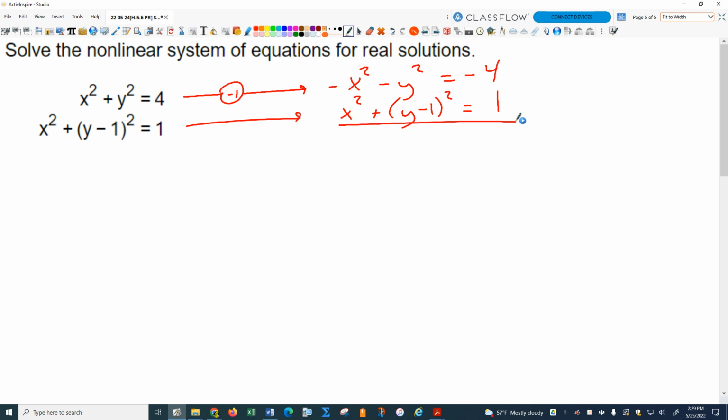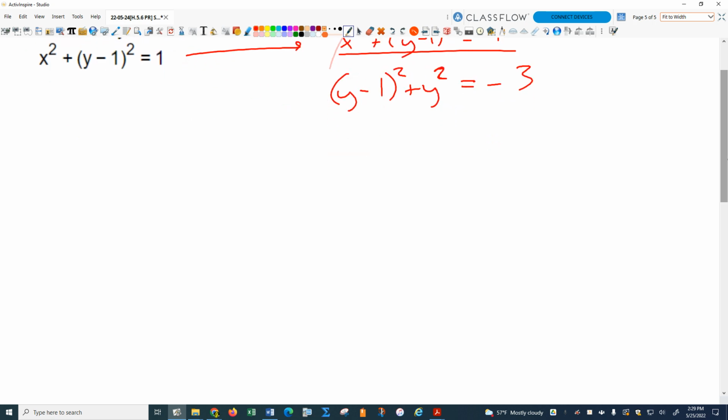When I add those up, sure enough, the x squared terms cancel. And I'm just going to get, what am I going to be left with? I'm going to have y minus 1 quantity squared plus y squared equals negative 4 plus 1 is negative 3. Okay, good. All right, we can expand this out. This is good practice. What is y minus 1 quantity squared? Everybody take a second, digest that, and be ready to help me out.